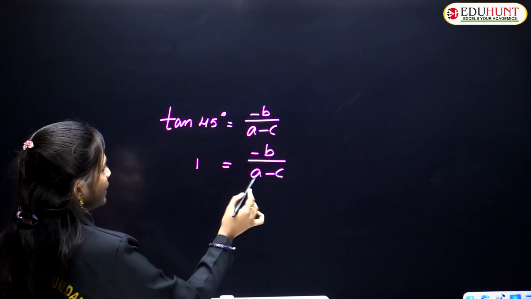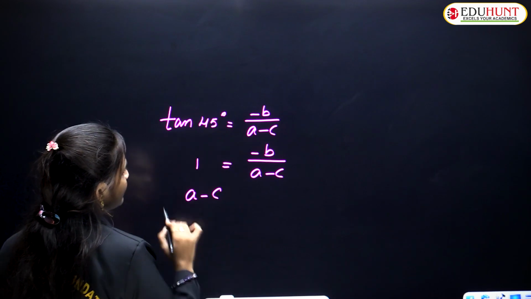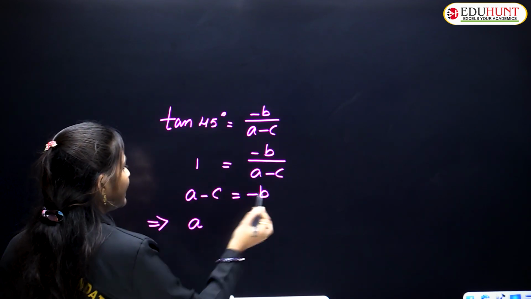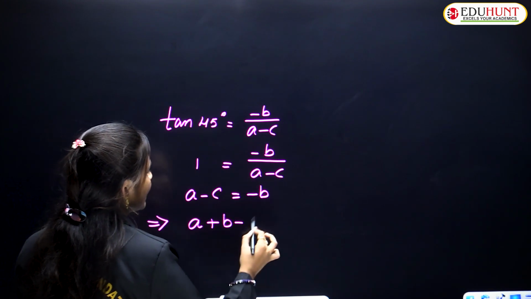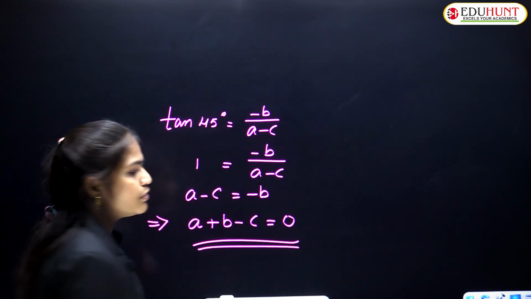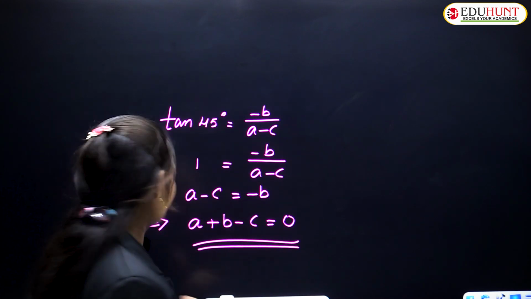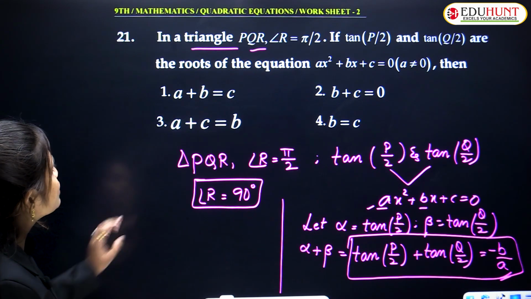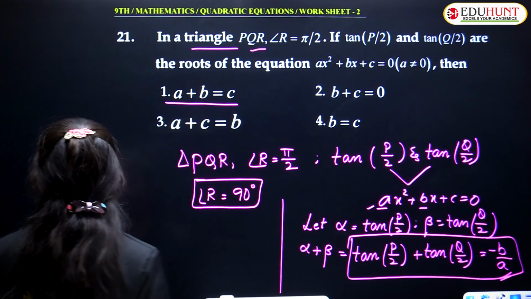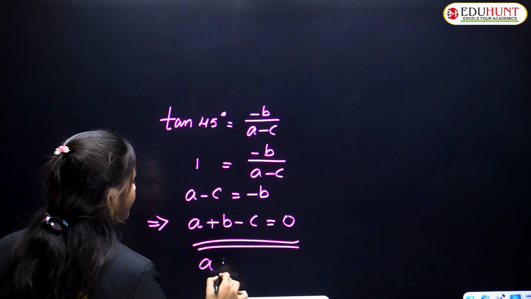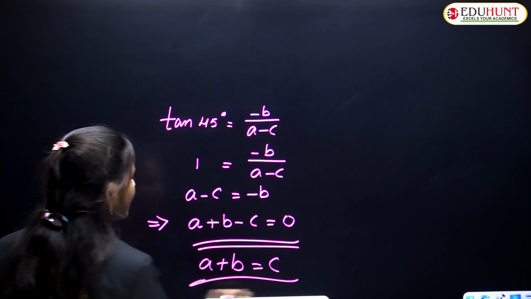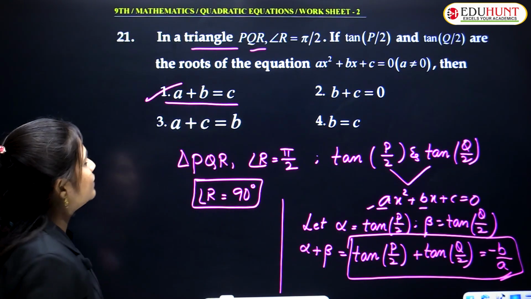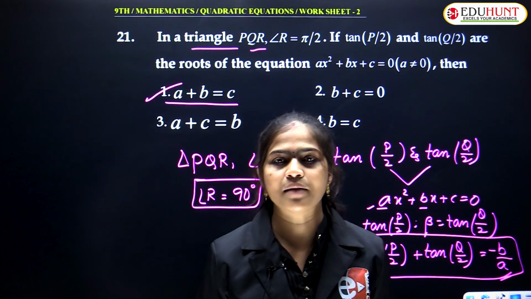Now take cross multiplication. So 1 into A minus C is A minus C, which is equal to minus B. From this, A plus B minus C is equal to 0. So this is the relation between A, B, C. Okay, so is the answer given or not? See here, A plus B minus C. It is not directly given, but A plus B is equal to C will be possible. Finally we got A plus B equal to C. So which option is correct here? Option 1 is correct. Am I clear to you?